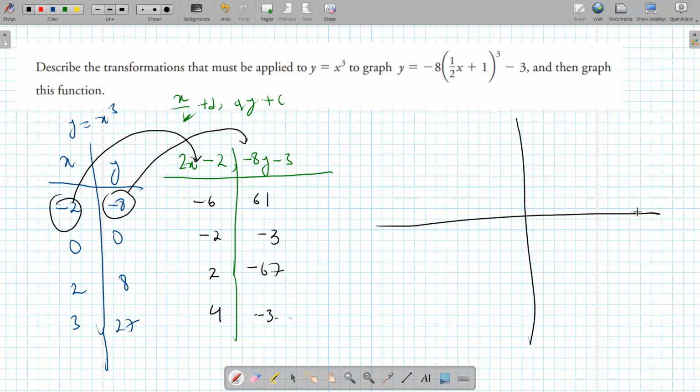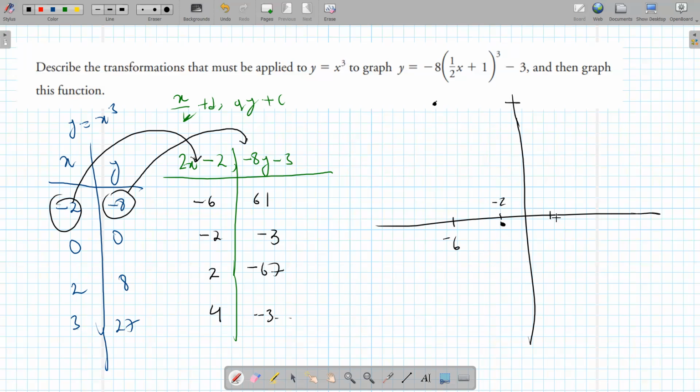Again, this one you don't have to be super precise because the numbers are so big. So -6, I'm going to say is there. It's -61, let's say it's there. That's our first point. Next one is -2 and -3, is going to be maybe right there.